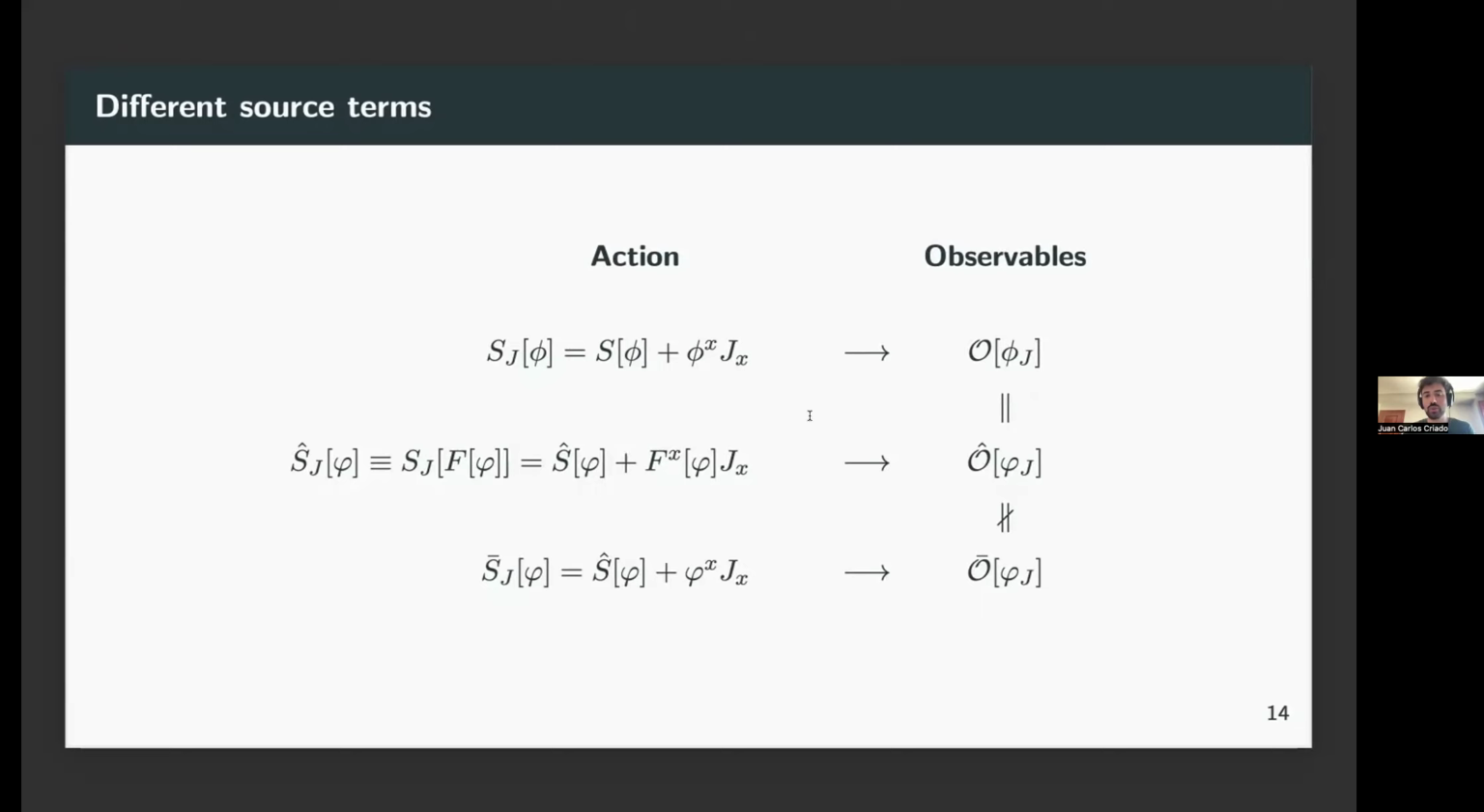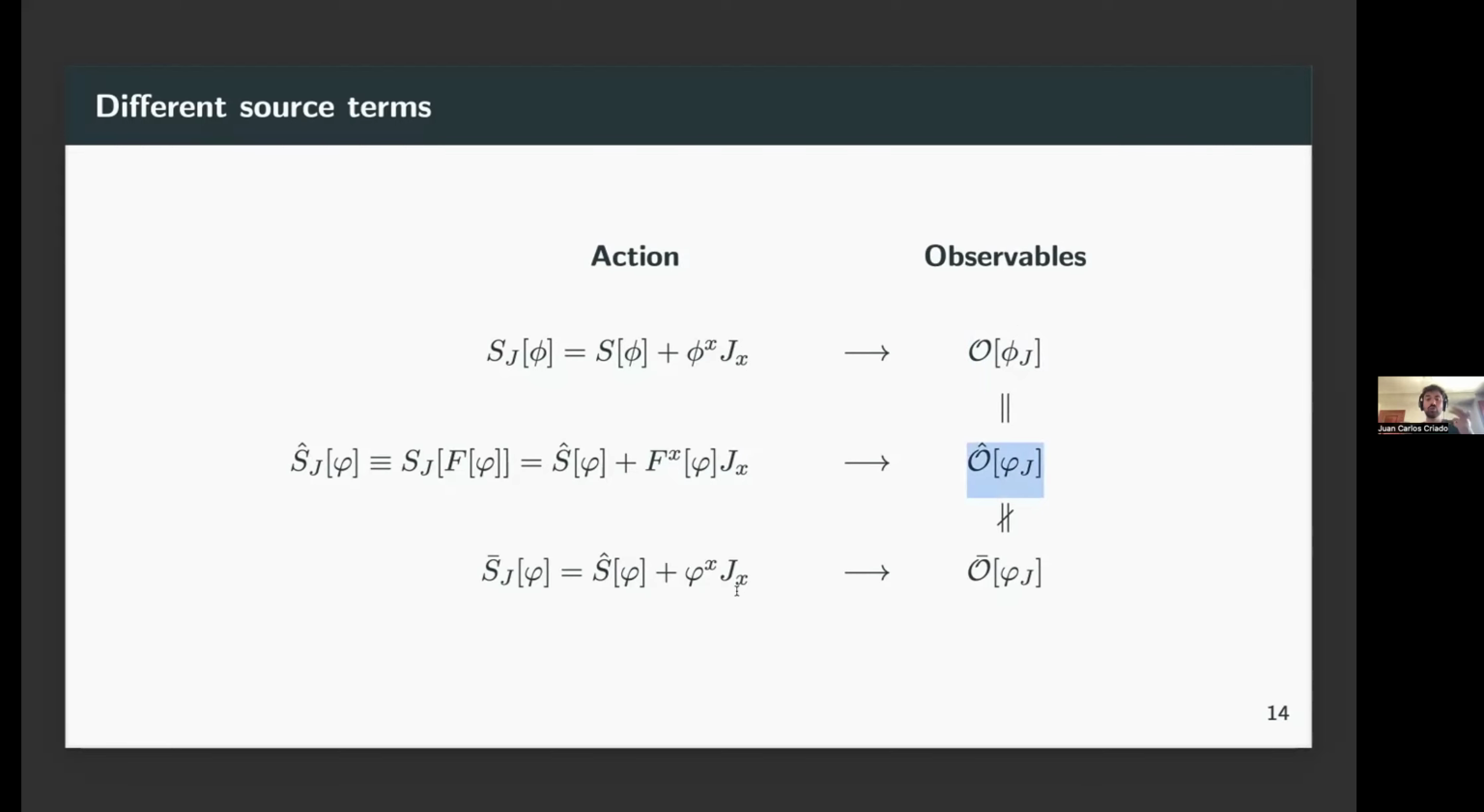So we have some action with some source term, and if you think about it as only being able to measure the field phi externally through the source J, then all observables will be essentially the functional derivatives of S_J with respect to J. So I'm writing them in this form. Then I have the redefined action, and naturally the observables that come from this, since I've redefined the source term, will be the redefined observables. So they will be the same in the two theories.